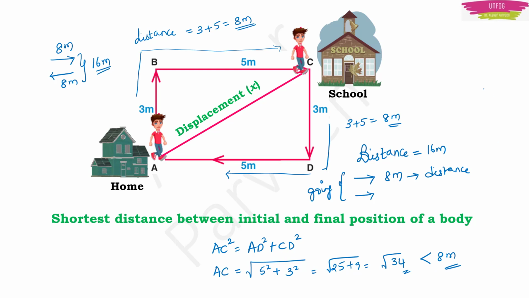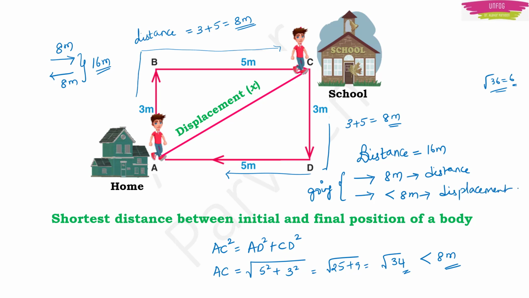Correct? Because see, root of 36 will come out to be 6, right? So root of 34 is less than 6. Correct? So that less than 6 means 6 meter is less than 8 meter only, right? So my displacement is less than 8 meter. This is my displacement. Okay, I hope you understood now.